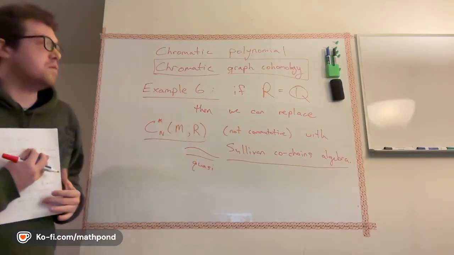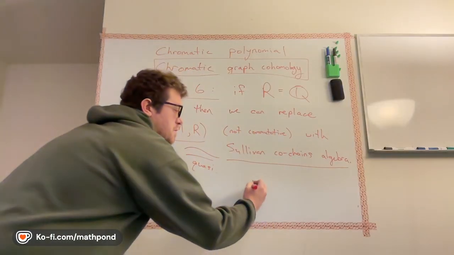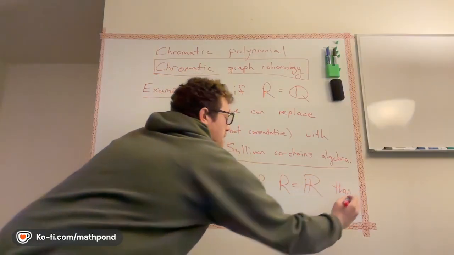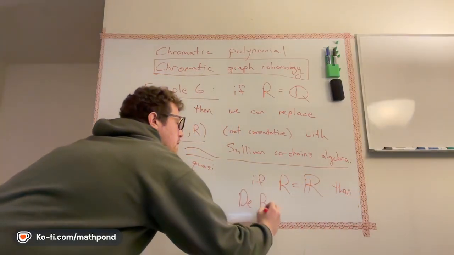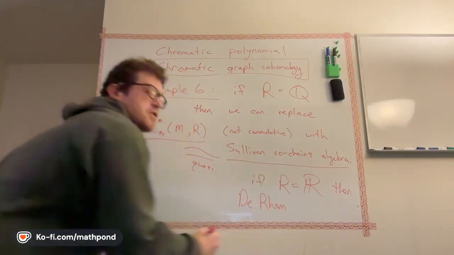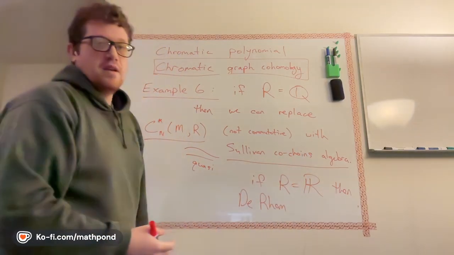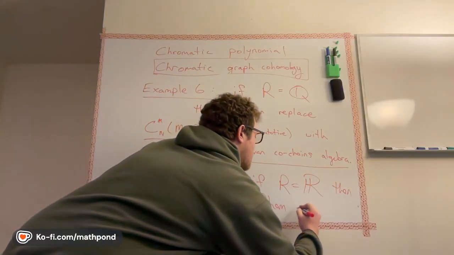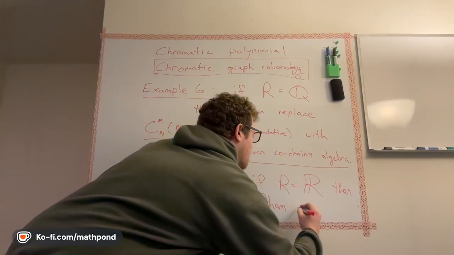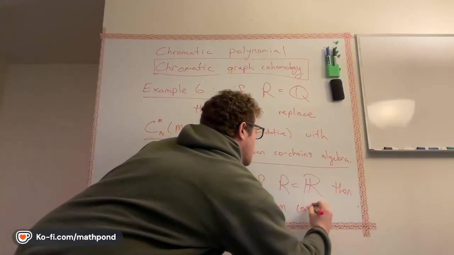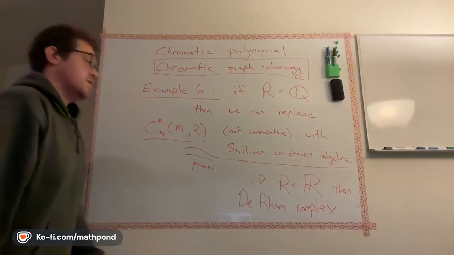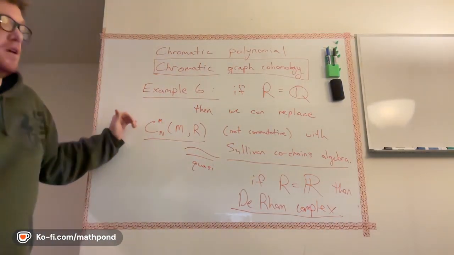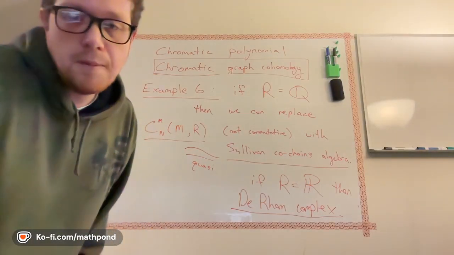When R is the real numbers, you also have a replacement. If R is the real numbers, then you have the de Rham differential forms complex. So you have all of the 1-forms, 2-forms, 3-forms, n-forms. This de Rham forms complex is commutative, and you can use that as a replacement, and then you can do everything with that, and that works out.